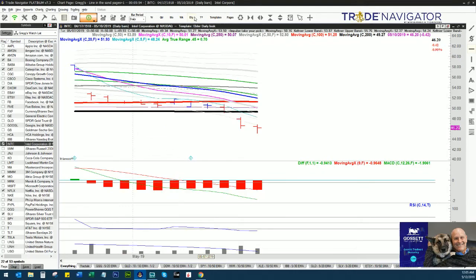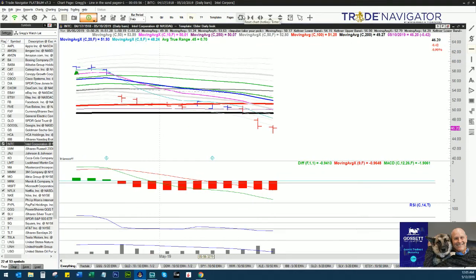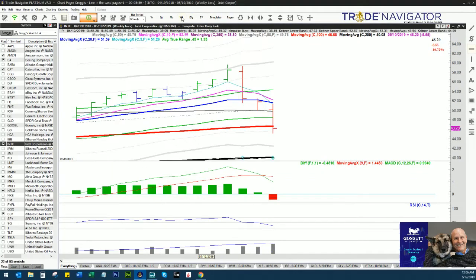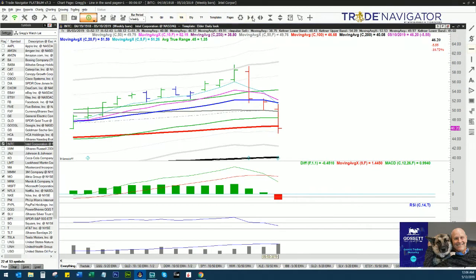Intel. Again, if there was a good setup on Intel right now on the daily, and I looked at this weekly chart, would I take something positive away from this chart, this weekly chart? No, I really wouldn't. I mean, look, we're down below the 100-day moving average. We've closed down below the 100-day moving average. There's really nothing positive there.